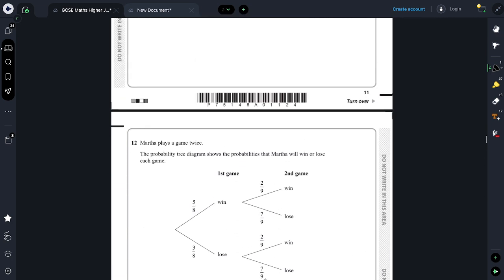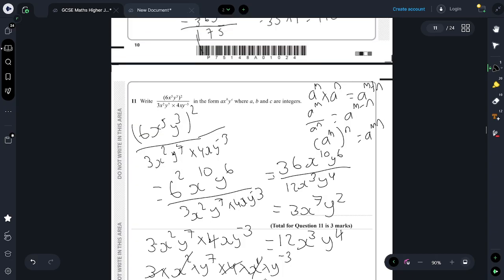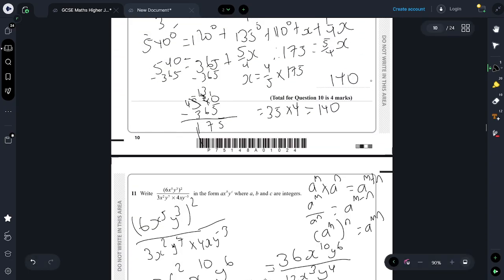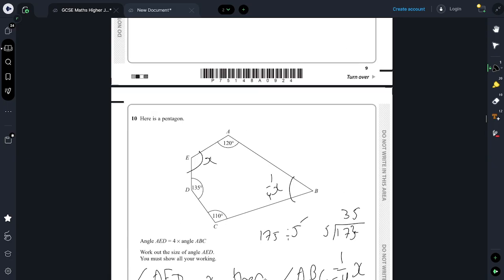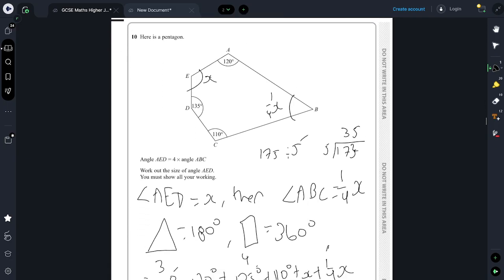So yeah, that's my two pieces of advice. One, practice past papers. Questions tend to come up, topics come up time and time again. Two, split the question up bit by bit. Like this, don't freak out.